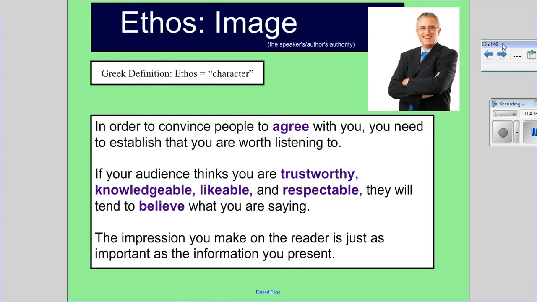All right, so the first one is ethos. And this is the speaker's authority or credibility. This comes from the Greek definition of character. So in order to convince people to agree with you, you need to have established that you are worth listening to. If your audience thinks that you are trustworthy, knowledgeable, likable, and respectable, they'll tend to believe what you are saying. The impression you make on the reader is just as important as the information that you present.